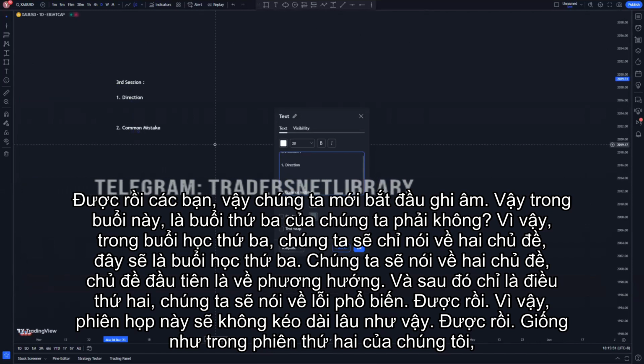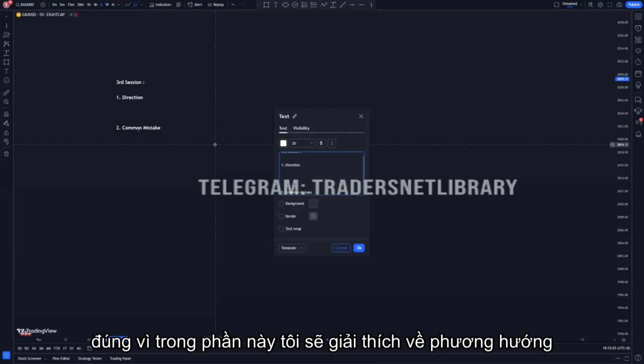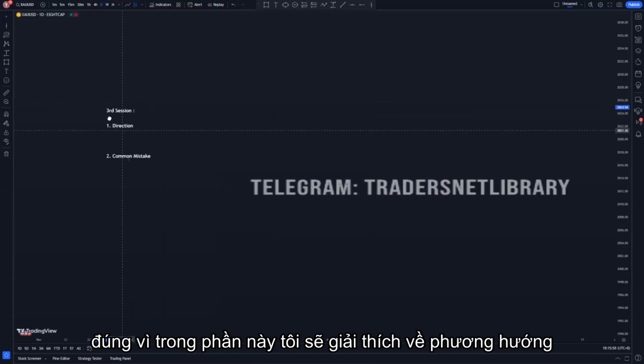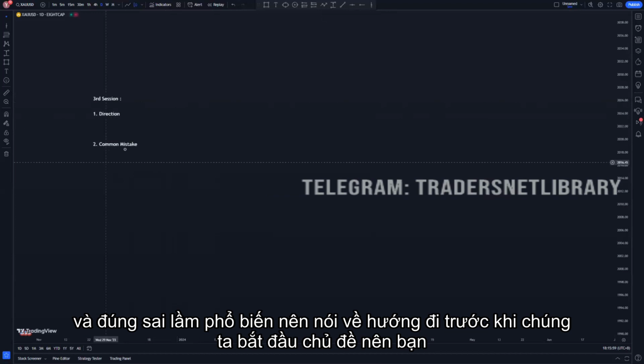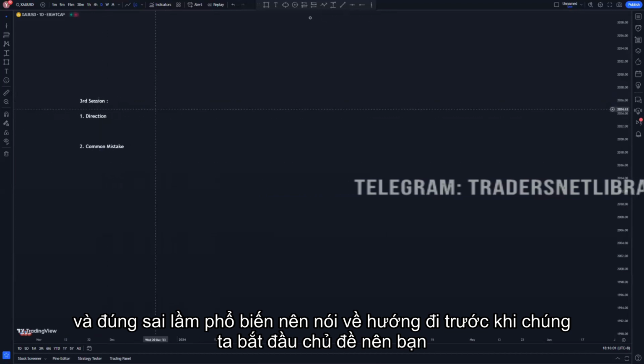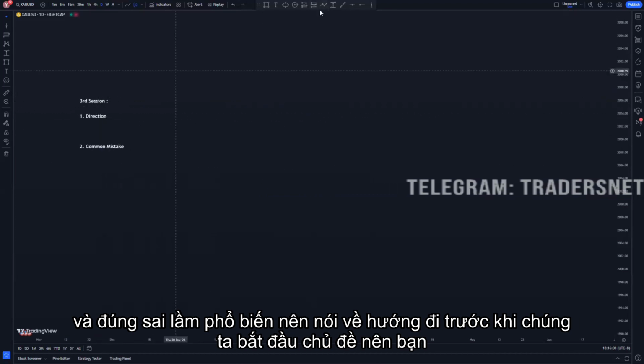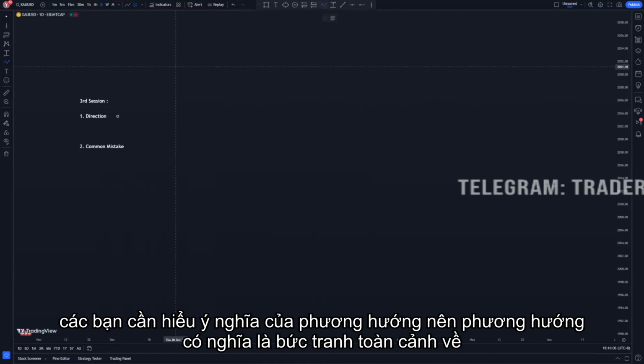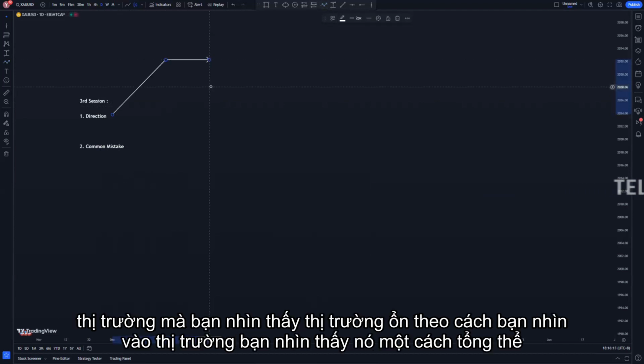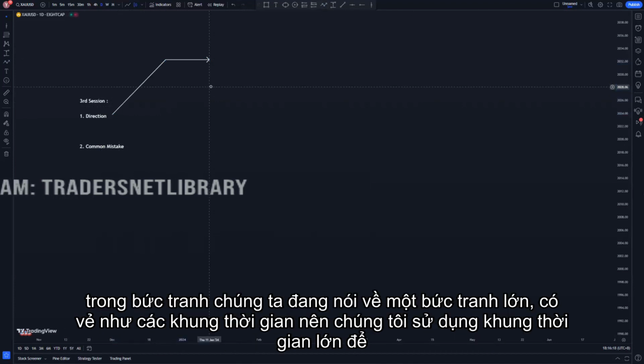Like during our second session, because in this session I'm just going to explain about the direction and the common mistake. Before we start the topic, you guys need to understand what direction means. Direction means the big picture of the market, the way you look at the market in a big picture.